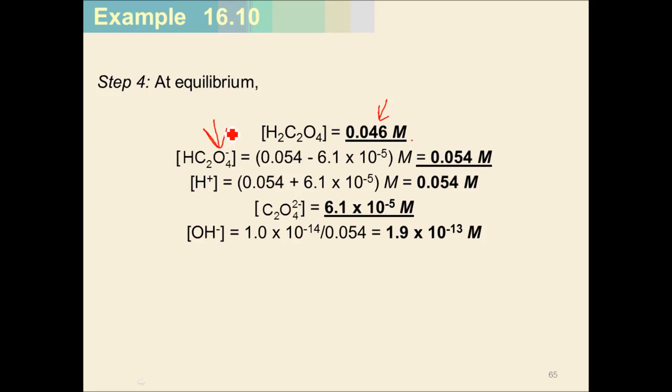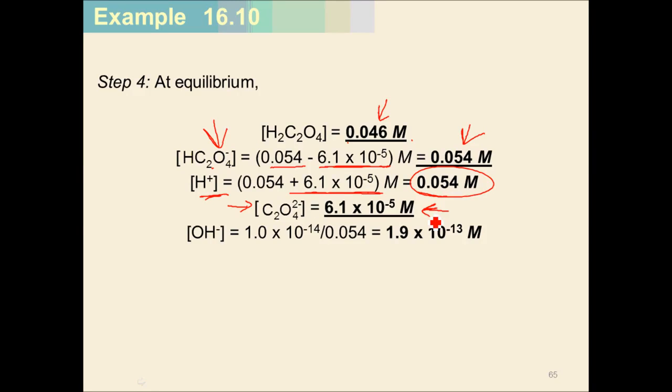Our HC2O4 1 minus was the conjugate base, which became our acid in the second ionization, was 0.054. You said minus Y, so that would be 0.054. Hydronium ion, you're going to add the 6 times 10 to the minus 5th that you calculated. It still comes out to be 0.054. The oxalate ion's concentration, then we said, was Y, so it's 6.1 times 10 to the minus 5th molar.